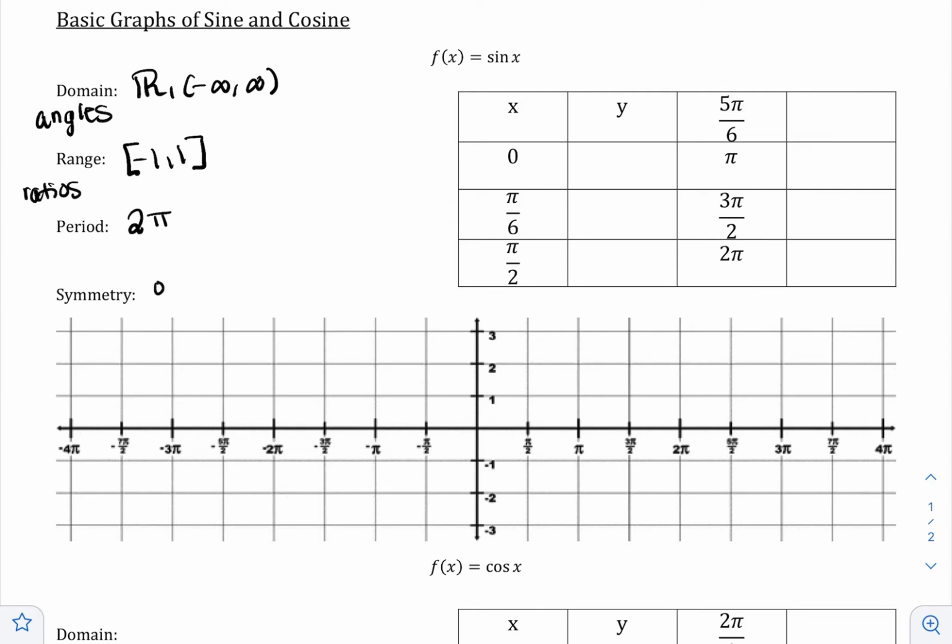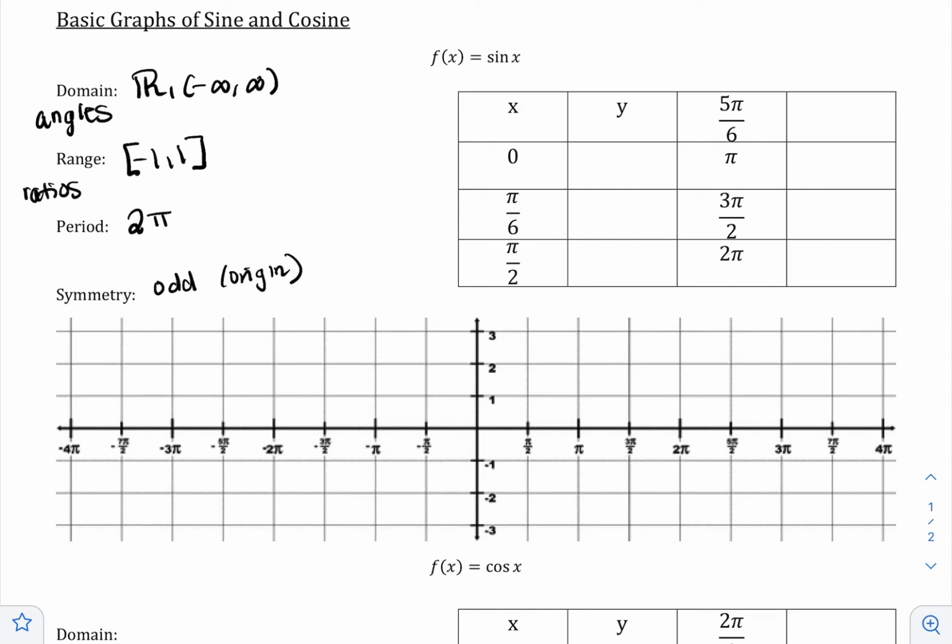And the symmetry is odd, which means it has origin symmetry. This means that the points in quadrant 1 will mirror to quadrant 3, vice versa, and 2 and 4 will mirror. So anytime you don't know what a graph looks like, the best way to go is to plot some points. Do a table and just start to plot points.